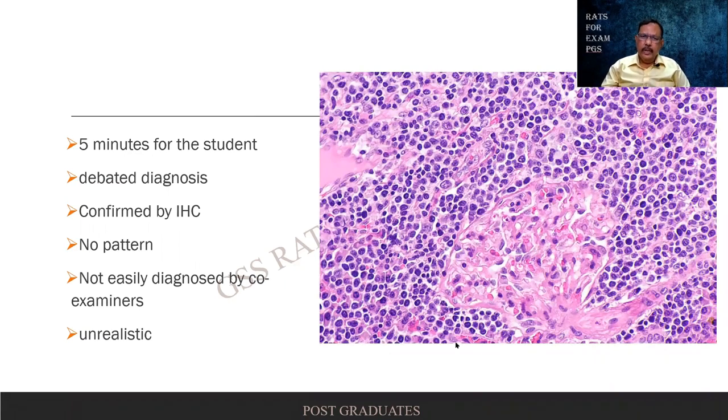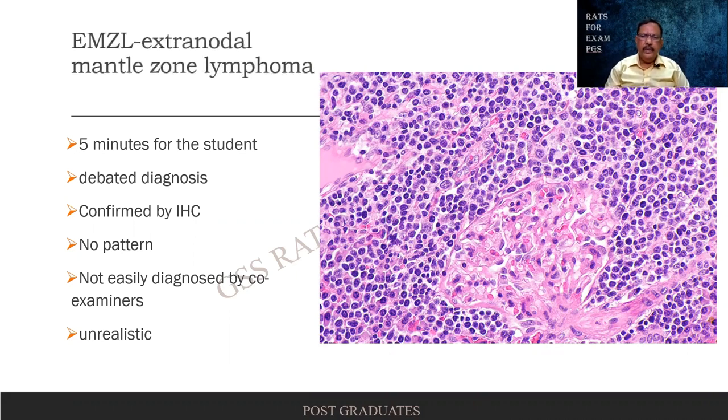Dear students, look at this slide. Tell me your diagnosis. This is a little weird. I'll put up the diagnosis shortly and you people might wonder the reason. It is supposed to be an extranodal mantle zone lymphoma. How is a student expected to make this diagnosis in 5 minutes?